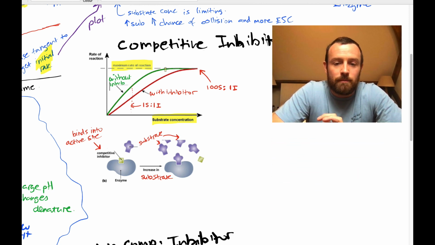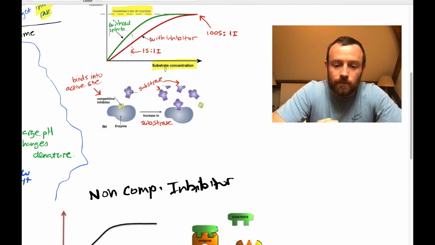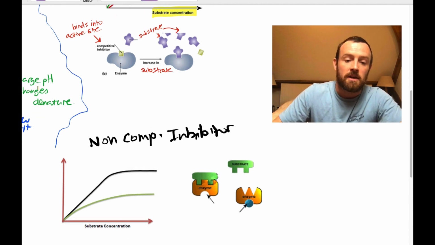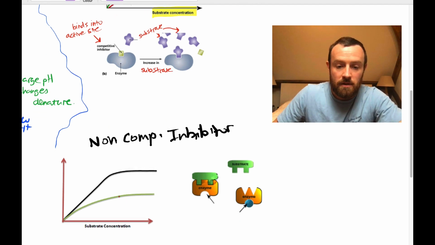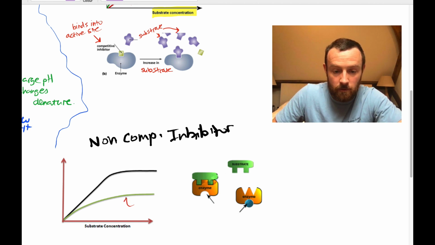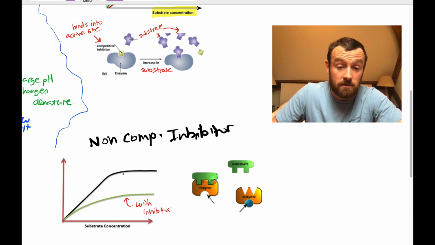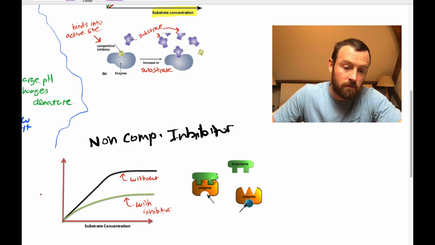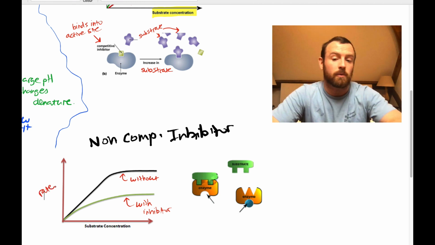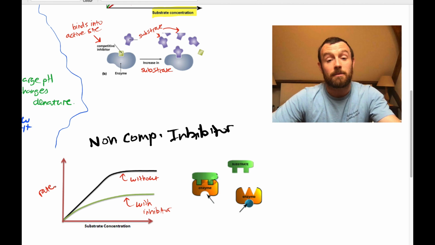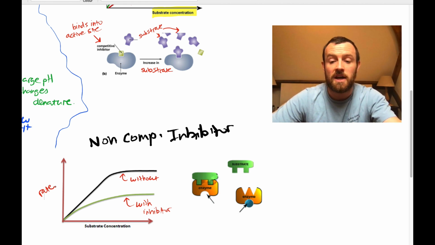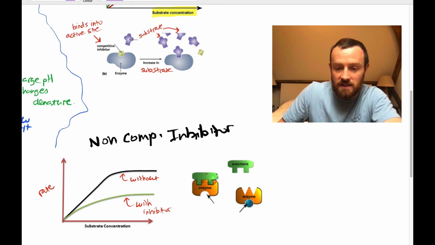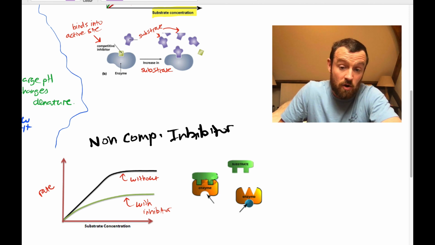With a non-competitive inhibitor, if we scroll down, the graph looks different. So this is with the inhibitor. And this is without. Again, this would be rate. And remember always that it's probably initial rate we're talking about. So non-competitive inhibitors, they don't compete for the active site, they bind somewhere else. So here we can see an enzyme. Here's the substrate, here's the enzyme substrate complex.